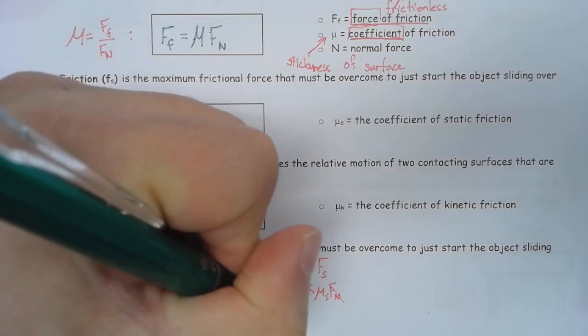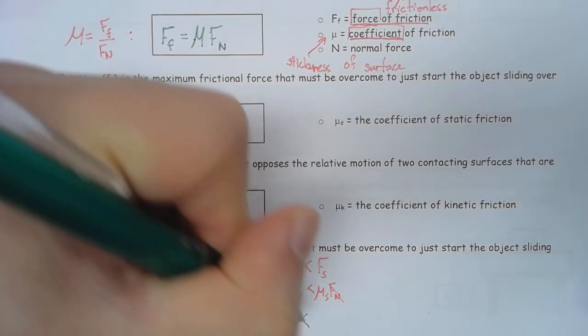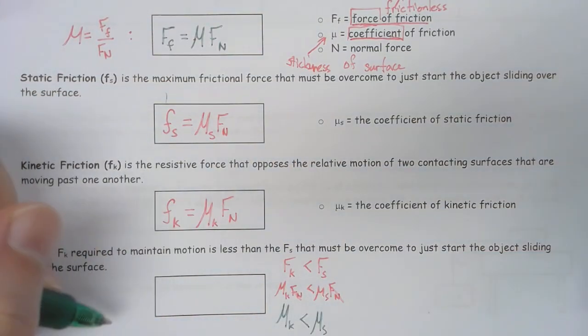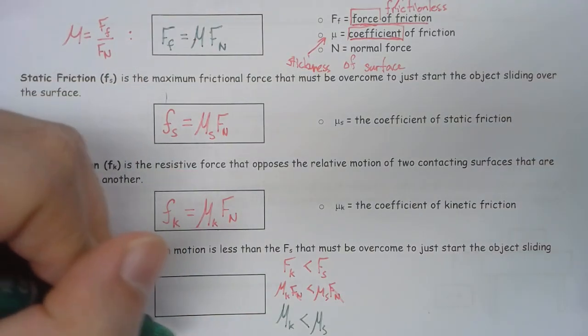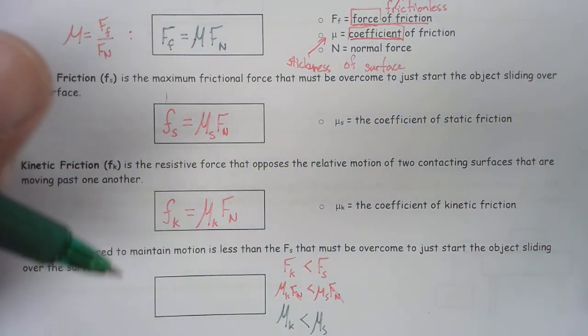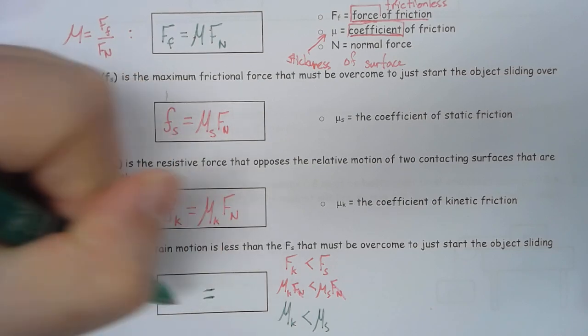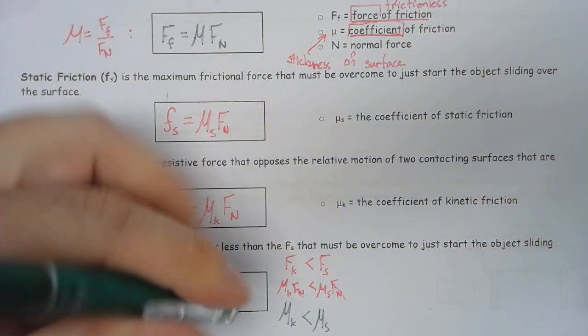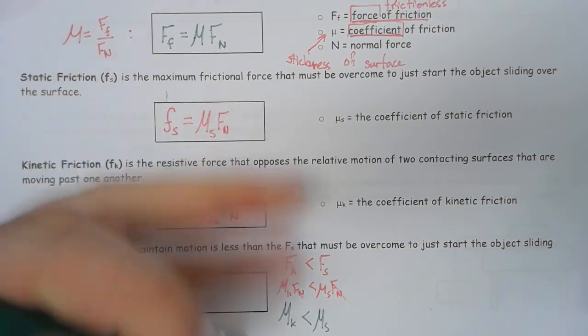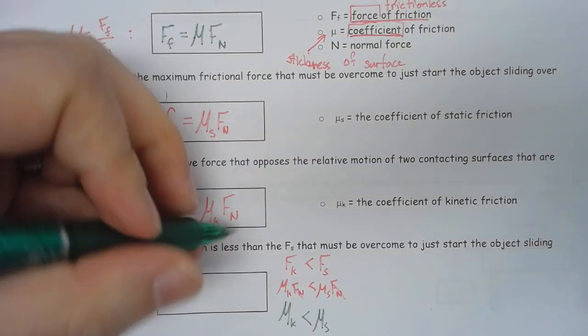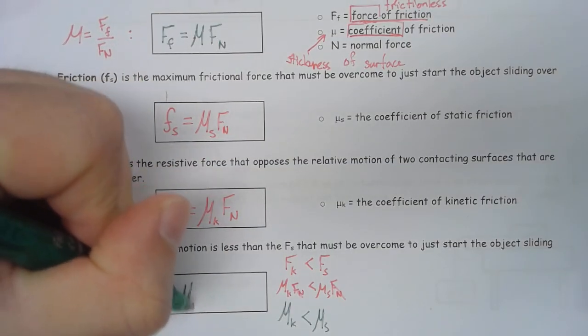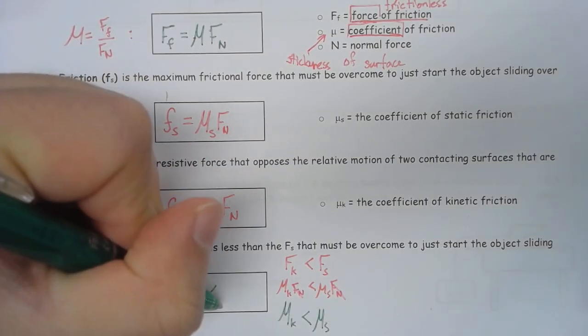So mu k is always less than mu s, almost always. Sometimes they're pretty close. It just depends on the surface and how slick it actually is. Sometimes it's impossible to tell the difference. So that would not be an equals. We're not looking for an equation. We're looking for an inequality. In this box, that would be that mu k is less than mu s.